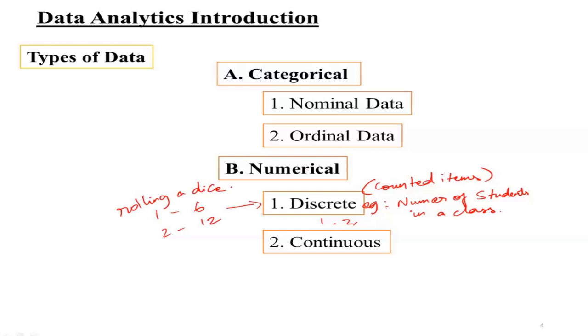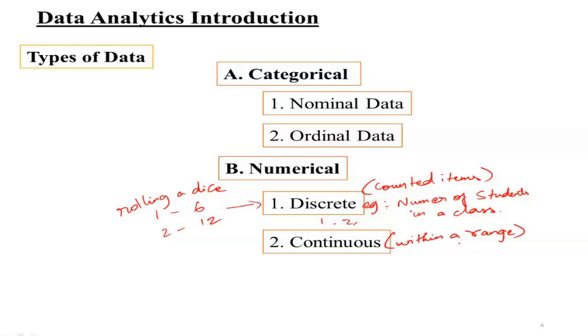When it comes to continuous, any example? Temperature. Good. We can say temperature. In short, continuous means the value will be within some range. It can be a floating value or a fraction value.